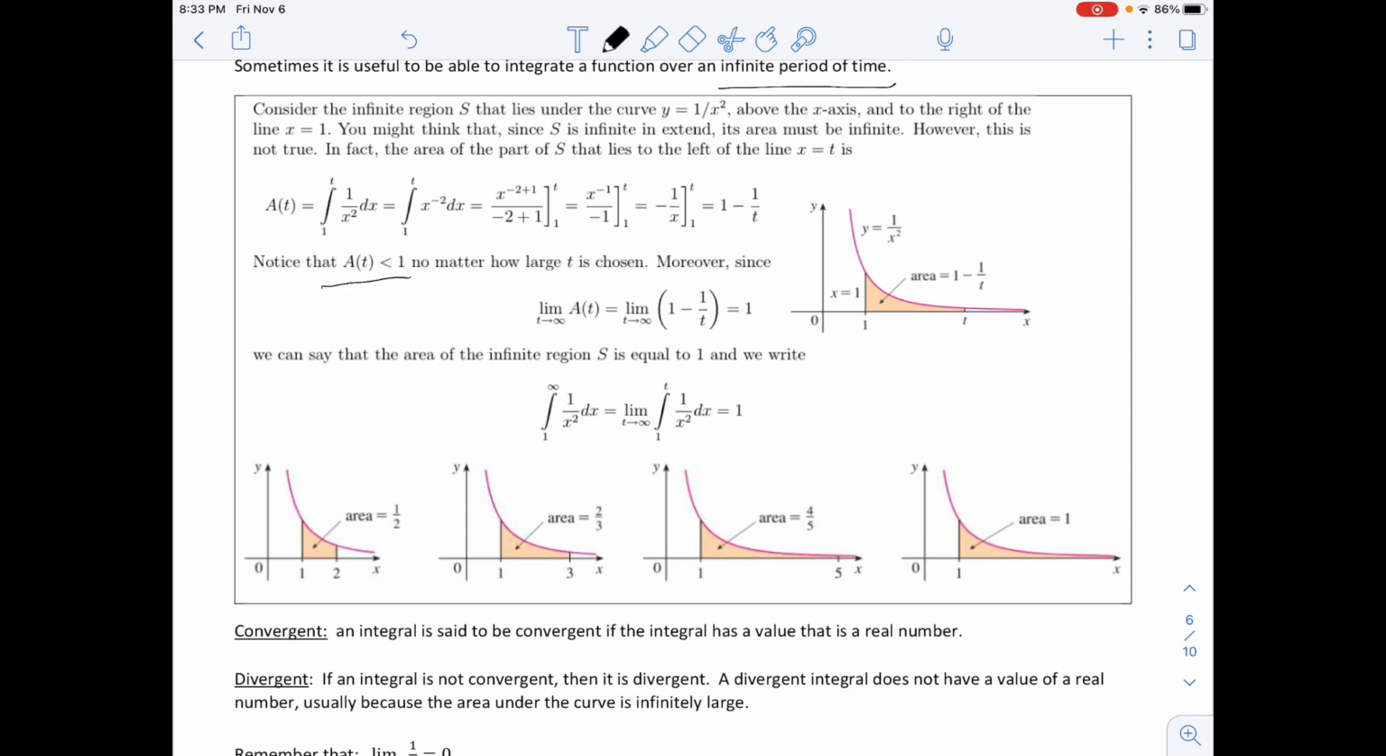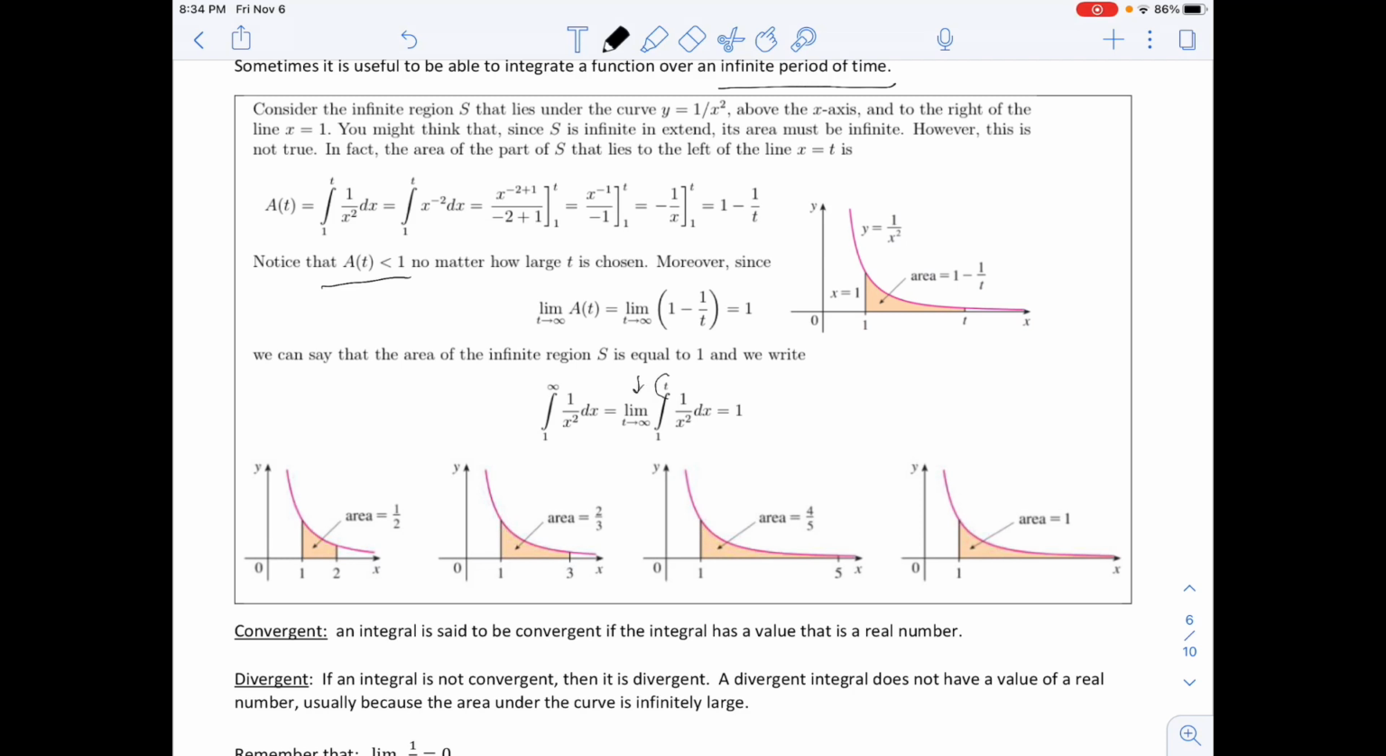The steps up above are shown too. So we can say that the area of the infinite region S is equal to 1, and we can rewrite this as the integral from 1 to infinity of 1 over x squared dx is equal to, if you notice, we rewrite this in terms of a limit.